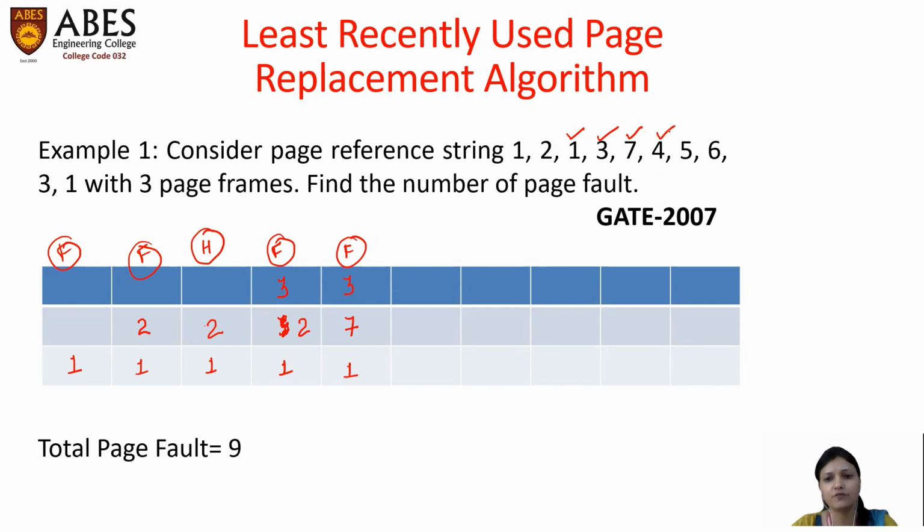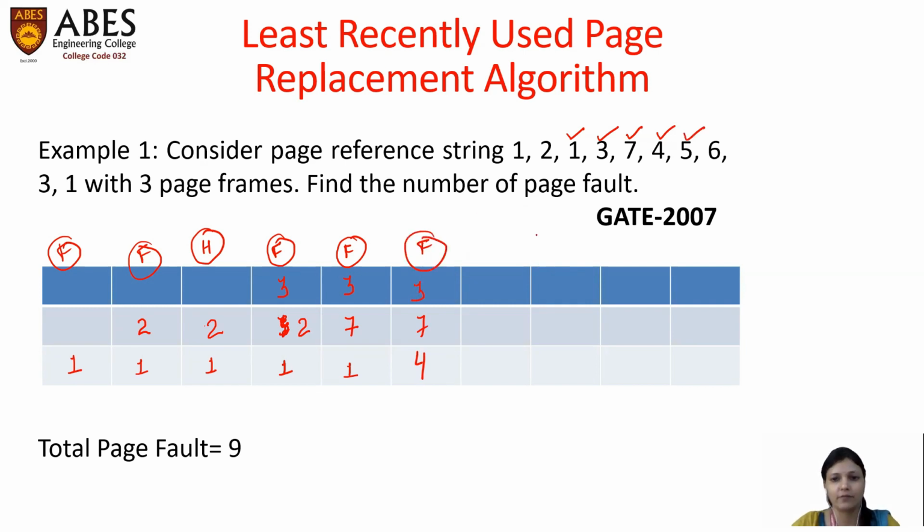Now the next value is 4. 4 is not in the memory frame. So we again have to replace the least recently used page. Out of 1, 7 and 3, 1 is the least recently used page. So we will replace 1 with 4. This is also a page fault.